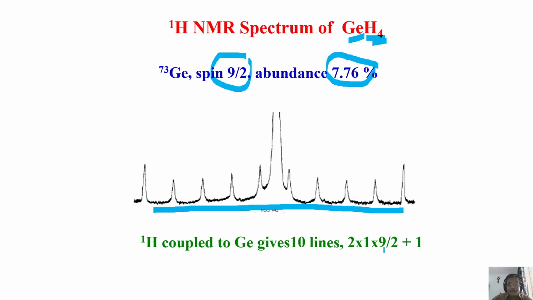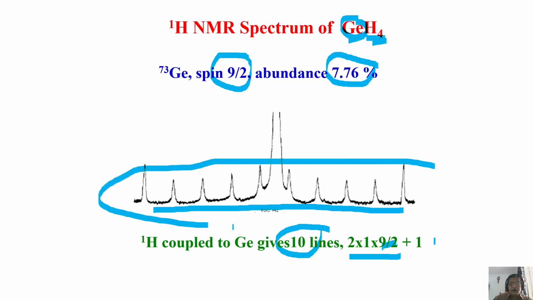But why so many peaks? Now we know germanium spin is 9/2. This is the quadrupolar spin. I wanted to show you how quadrupolar spin splits and gives a complex spectrum like this. This is 9/2 spin, and just put it in the 2nI+1 equation. There is only one germanium. Spin is 9/2, and 2 times 1 times 9/2 plus 1 gives 10 lines. Count 1, 2, 3, 4, 5, 6, 7, 8, 9, 10. All 10 lines are seen here. Do you understand? So this is again satellites.